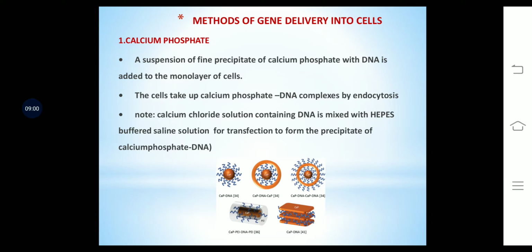Second one is lipofection. Here, whatever DNA you want to send to the animal cells is mixed with the lipofection agent, which has phospholipids. And as you know, animal cells are made up of phospholipids too. So the transfection agent's phospholipids can fuse with the animal cell membrane, and it releases the DNA into the cytoplasm.